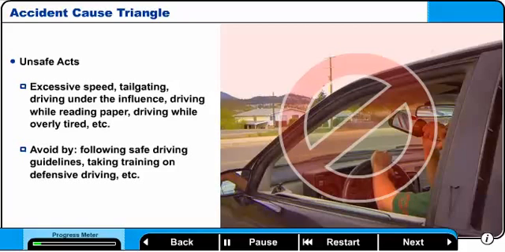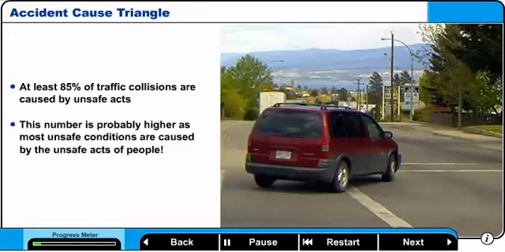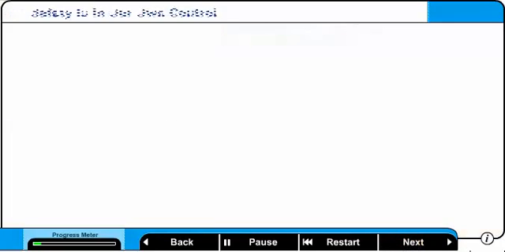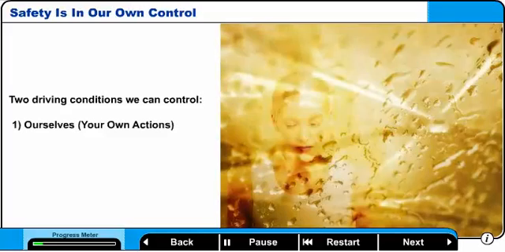Defensive driving is important because collisions are mostly caused by people. Traditional numbers tell us that at least 85% of traffic collisions are caused by unsafe acts. More modern thinking has that number between 92 and 97%, as most unsafe conditions are caused by the unsafe acts, or for that matter, inaction, of people. If we understand that human error causes most collisions, we can also understand that there is a lot we can do as individuals to prevent collisions. That's because there are two driving conditions we can control: ourselves and our vehicles.